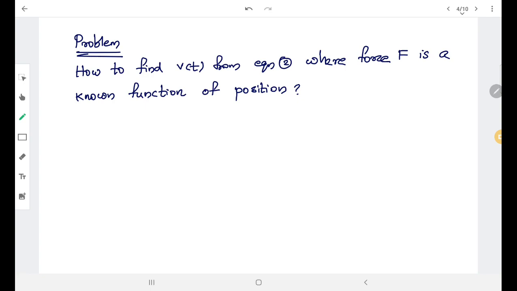So our question is how to find v of t from equation number 2. What is equation 2? m into dv by dt is equal to f of r. This is our equation. So from this equation, how can we find v of t, where force F is a function of position?